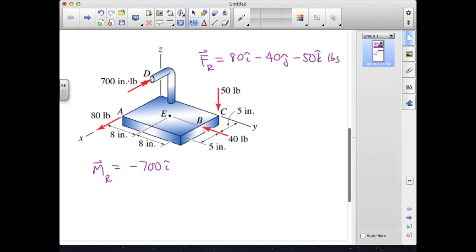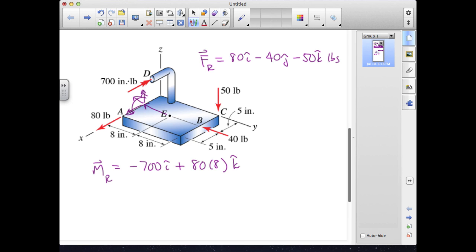And then the 80-pound force is acting in the x direction, and its moment arm to E is in the y direction, and we can see from the nature of that interaction, crossing r into F, this is going to be in the plus z direction. And so I can say that I've got plus 80 pounds times 8 inches in the K direction.